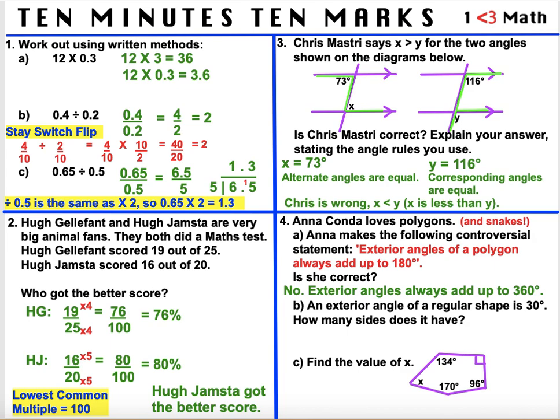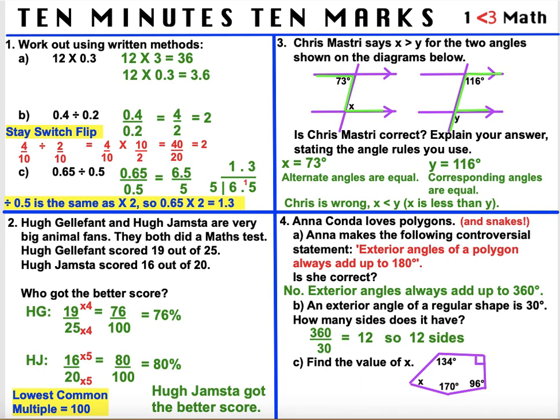Well, if all of the angles are equal, that means each exterior angle is going to be 30 degrees. So what we can do is we can say, well, the total of exterior angles is 360 degrees. So we can do 360 divided by 30, and that gives us 12. That means it has 12 exterior angles. That means it has 12 interior angles. So therefore, it must also have 12 sides.